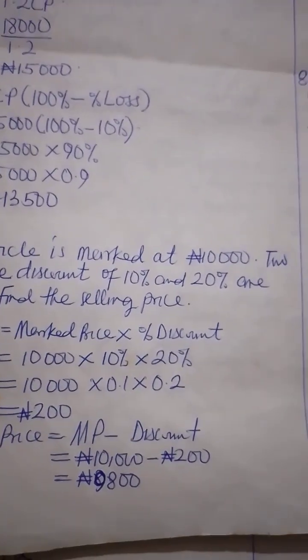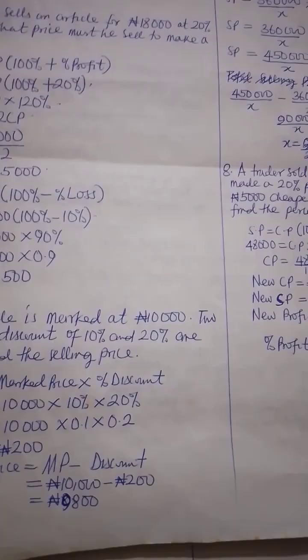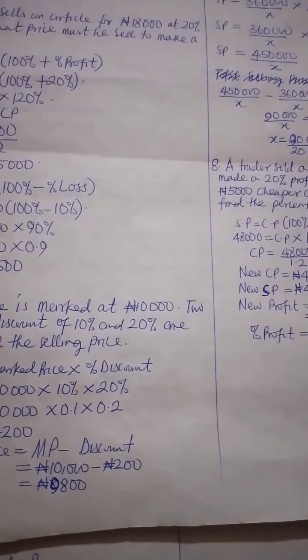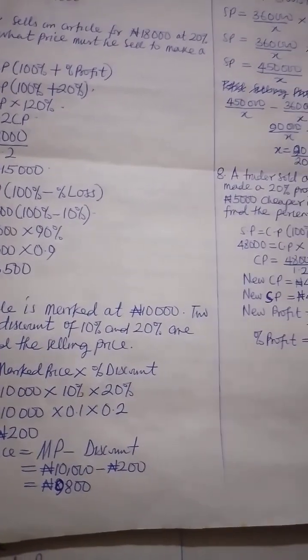9,800. This brings us to the end of the series on profit and loss under numbers and numeration.